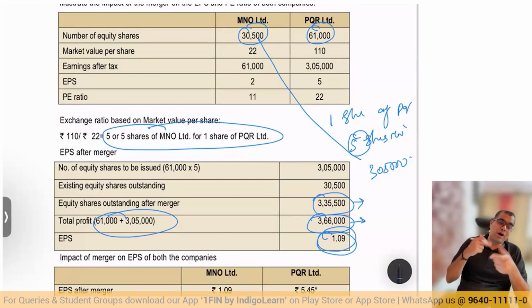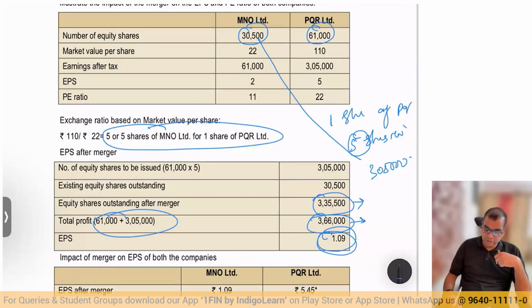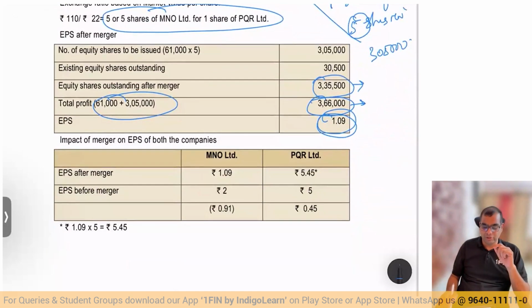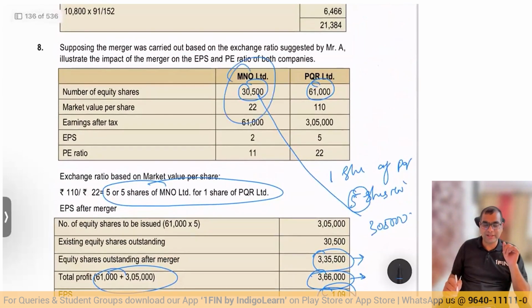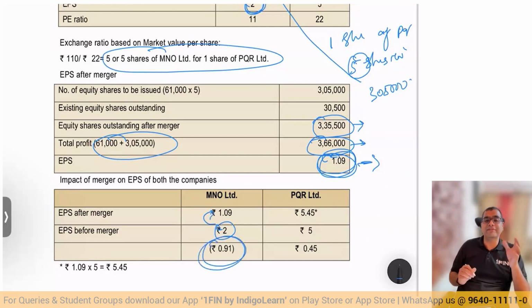What are they asking? They are asking what is the impact on the old shareholder of M&O and the old shareholder of PQR. Now, the old shareholder of M&O, the smaller company, which is the acquiring company, was earlier getting an EPS of 2, correct? Because his profit was 61,000 and his share count was 30,500. So EPS was 2. Now his share count is the same 30,500. He was holding 1 share earlier, now also he's holding 1 share. So for that 1 share, his EPS is 1.09. From 2, it has fallen to 1.09. So this fellow has lost 91 paisa. Who? The smaller company, M&O, not the company of A.